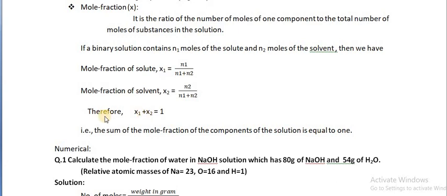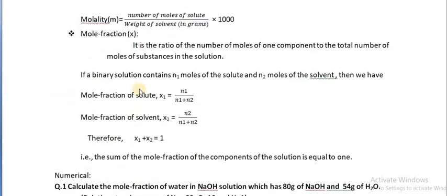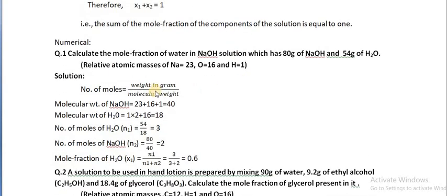And we need to remember that x1 plus x2, that is the mole fraction of solute plus the mole fraction of solvent, is always equal to 1. You can simplify it: if you add these two terms, you will get 1. So the sum of the mole fractions of the components of the solution is equal to 1. One more thing we need to know is that the number of moles can be calculated by the formula weight in gram by molecular weight, which we'll see.